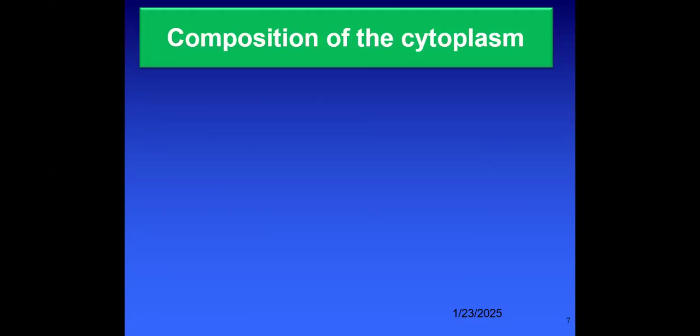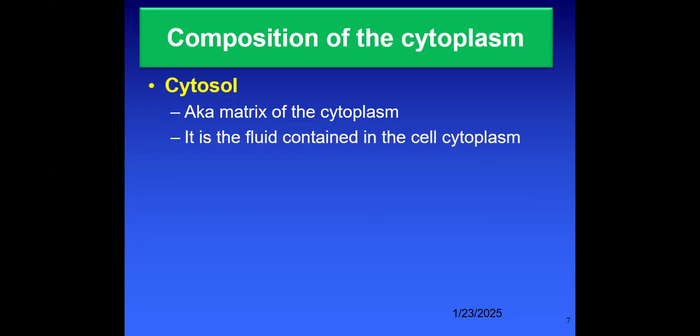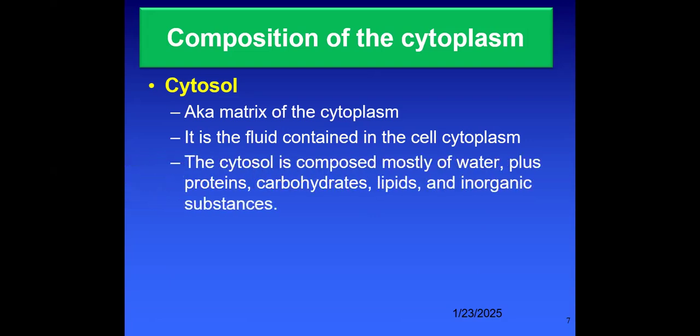Now, what is the composition of the cytoplasm? First of all, cytosol. What is cytosol? The cytosol, which is also known as the matrix of the cytoplasm, is actually the fluid of the cytoplasm. This is the watery substance, the fluid contained in the cell cytoplasm. The cytosol is composed mostly of water, and it also contains protein, carbohydrates, lipids, and some other inorganic substances.